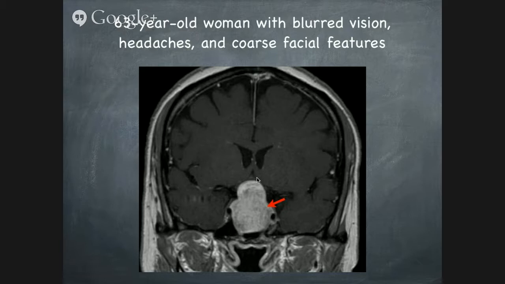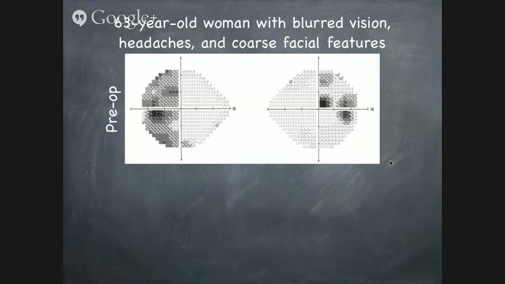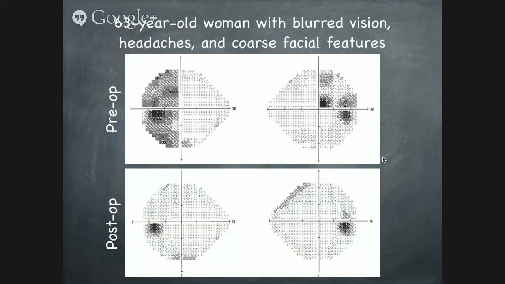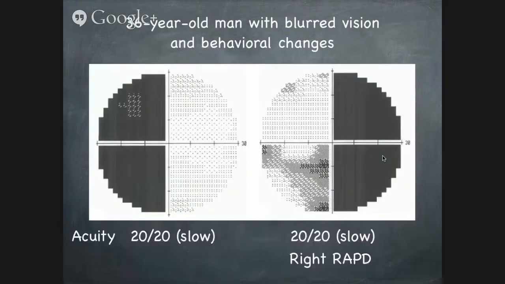She had fairly minimal visual field deficit, all things considered, because of how long-standing this is and how slowly it grows. But she gets resected by Dr. Laws and his team, and her fields returned to normal afterwards. So that was acromegaly. This one also has bitemporal field defects, different story.